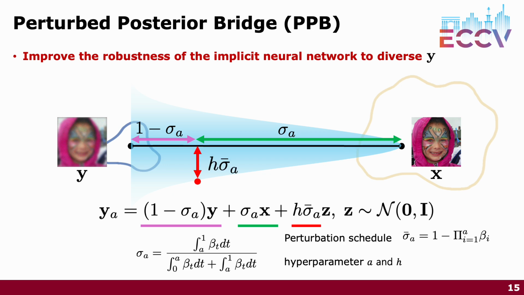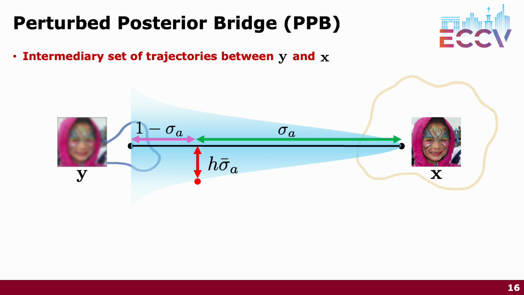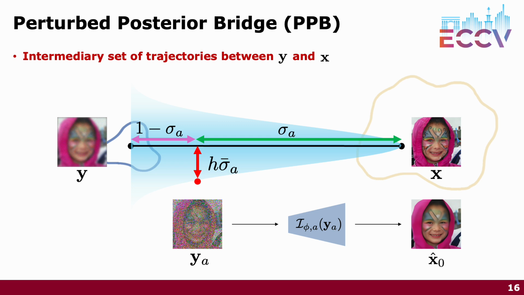Moreover, we introduce a perturbation schedule for noise measurement. We then input the intermediate point y_A into the neural network to estimate the clean image. This approach allows us to optimize the implicit distribution with more diverse samples drawn from PPB between y and x. We observed it effectively enhanced the generalization to unseen measurements even out of distribution.